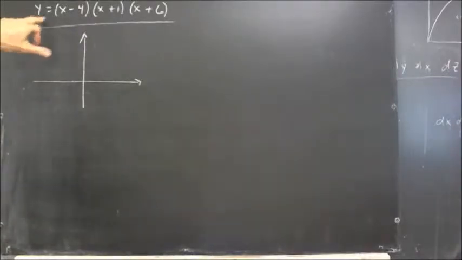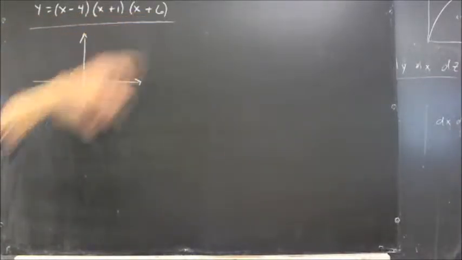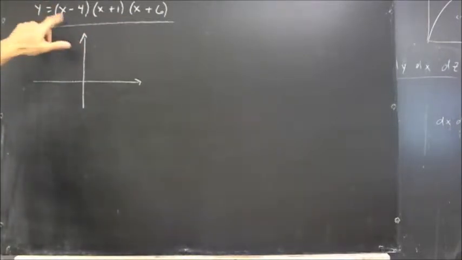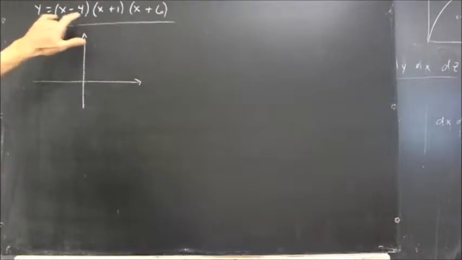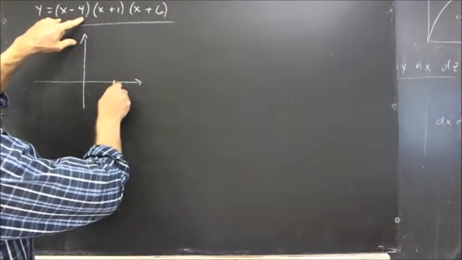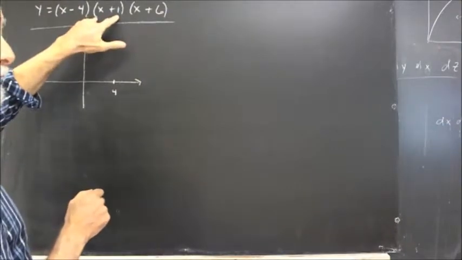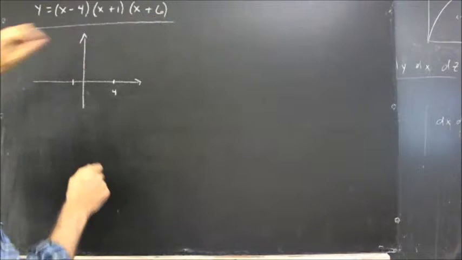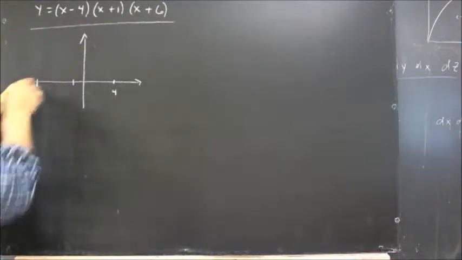Okay, we want to graph y equals (x minus 4) times (x plus 1) times (x plus 6). The zeros occur when any of these factors is 0. So we set x minus 4 equal to 0, and we get x equals 4. X plus 1 equals 0, we get x equals negative 1. X plus 6 equals 0, we get x equals negative 6.